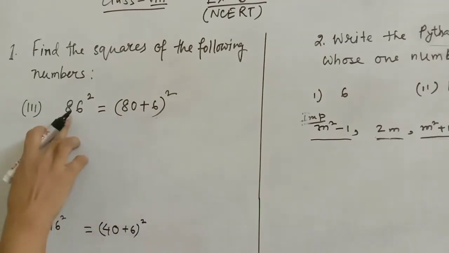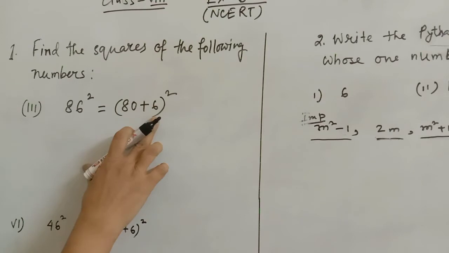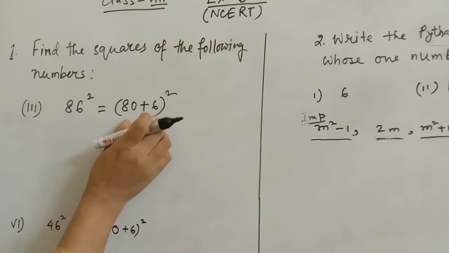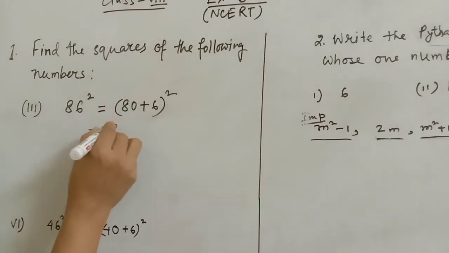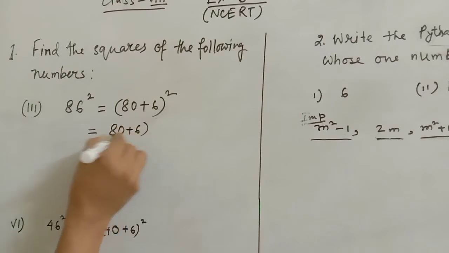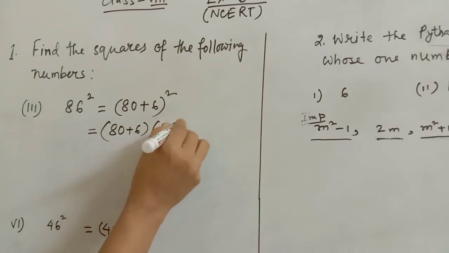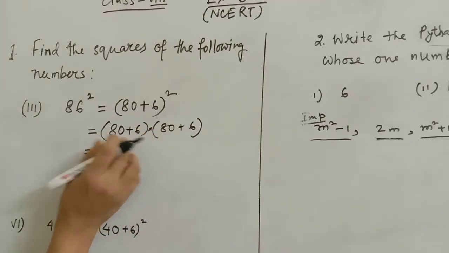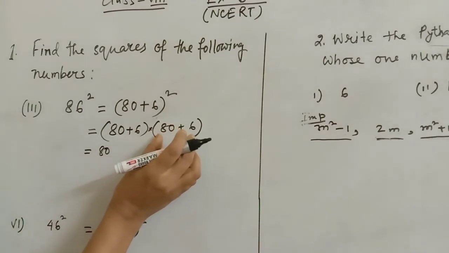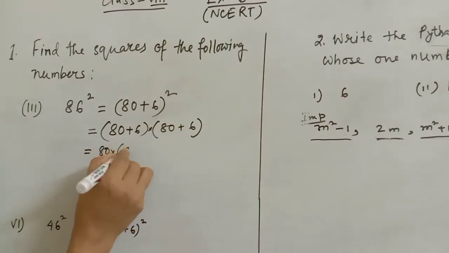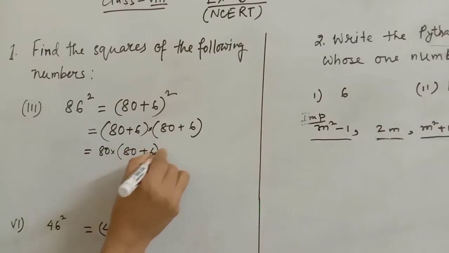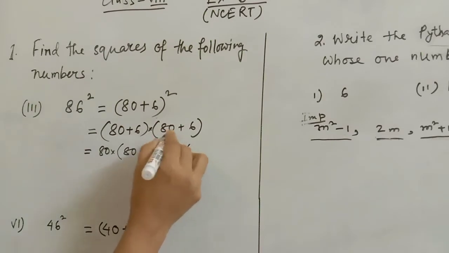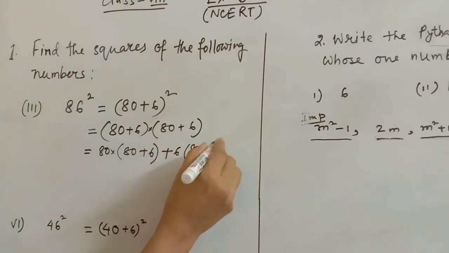80 plus 6, I can write 86 as 80 plus 6, so 86 square is 80 plus 6 square, same thing. So what I will do, I will now multiply this 80 plus 6 two times. 80 plus 6 into, now I will open this part 80 and I will multiply with this 80 plus 6, plus 6 again I will multiply 80 plus 6.